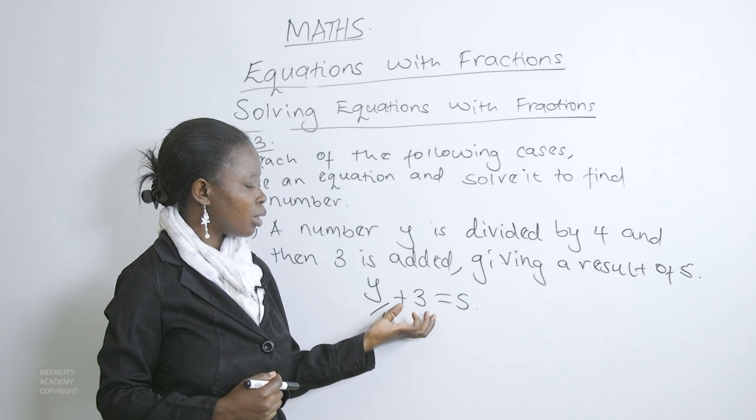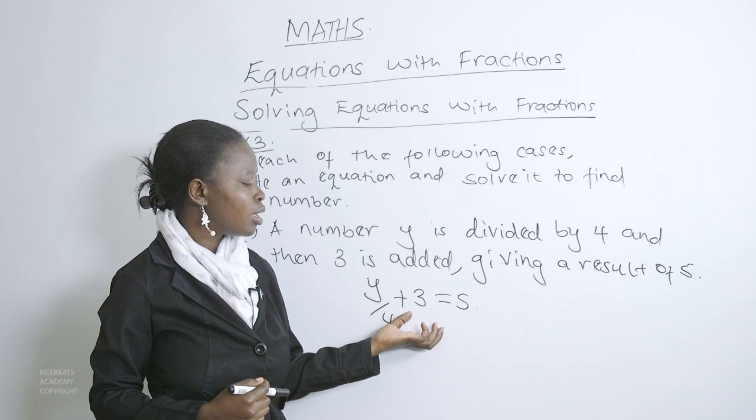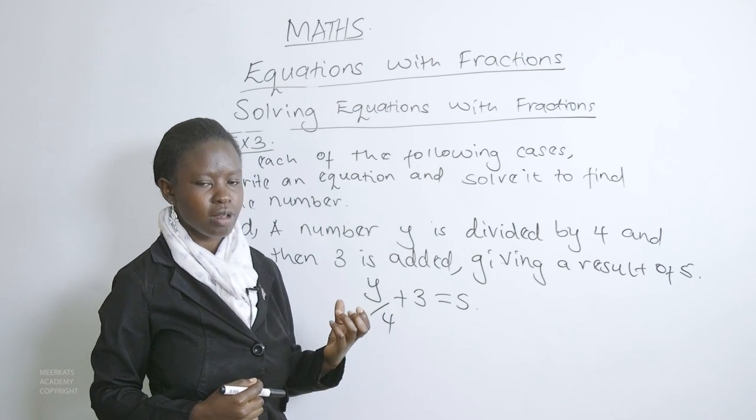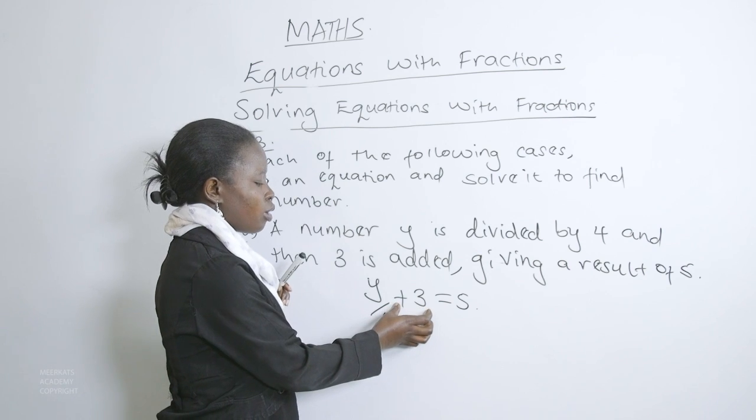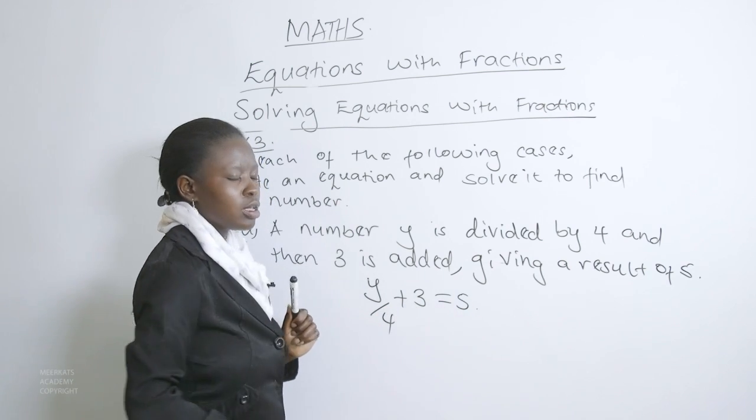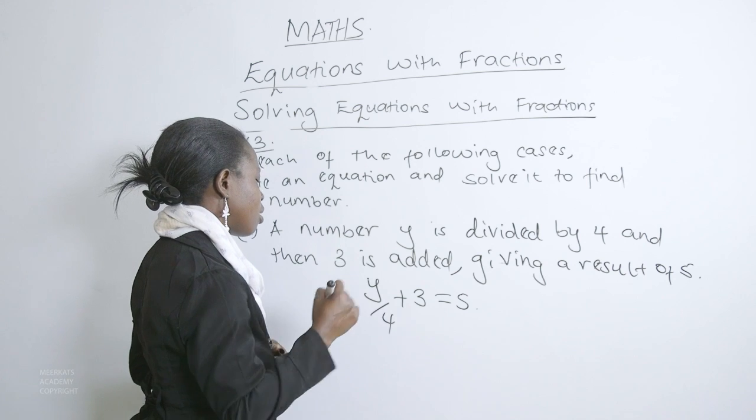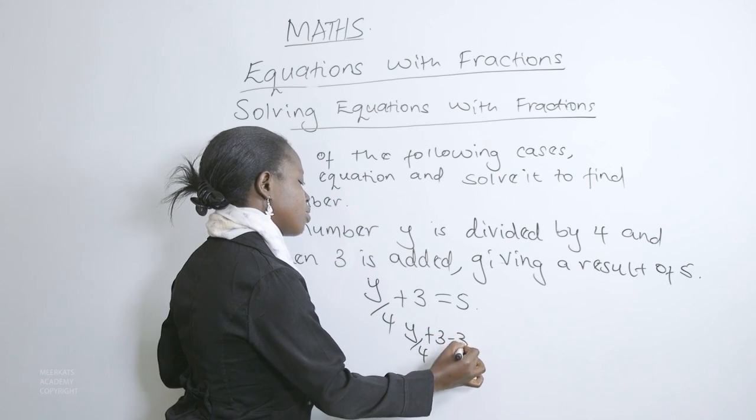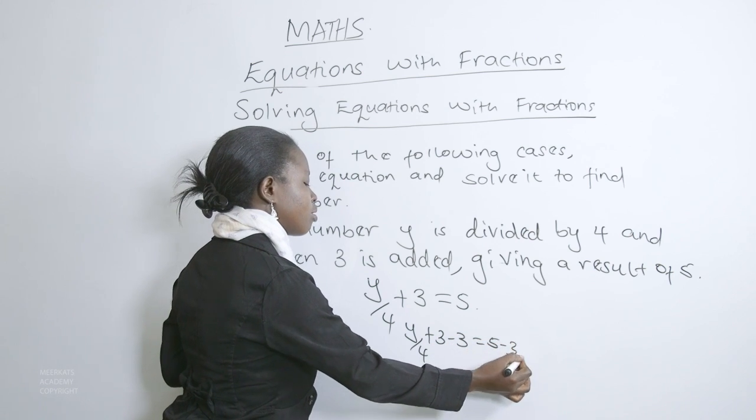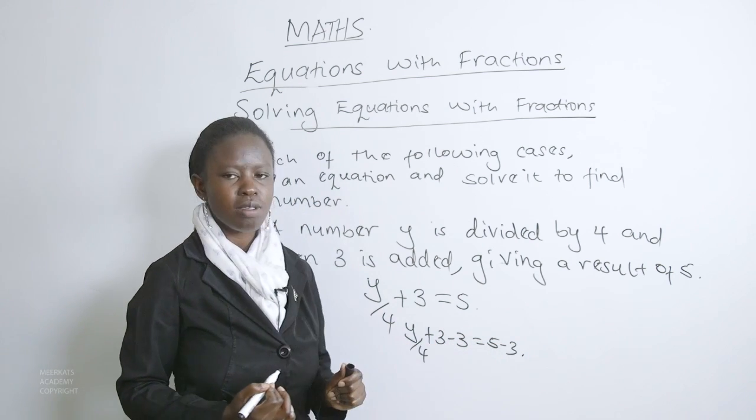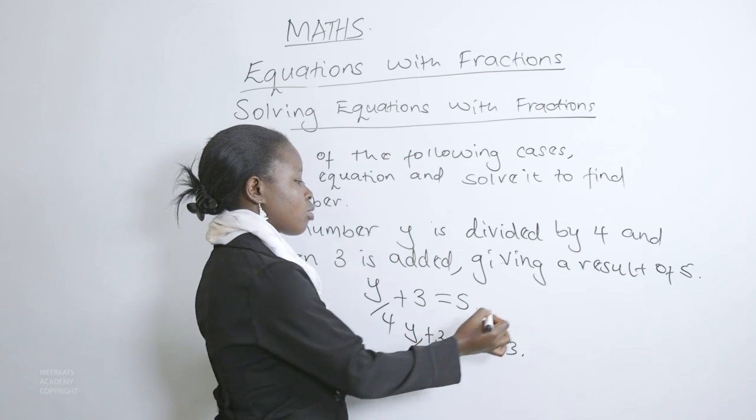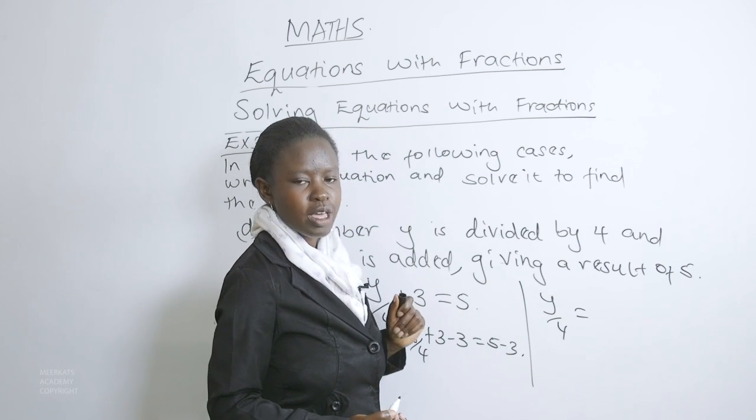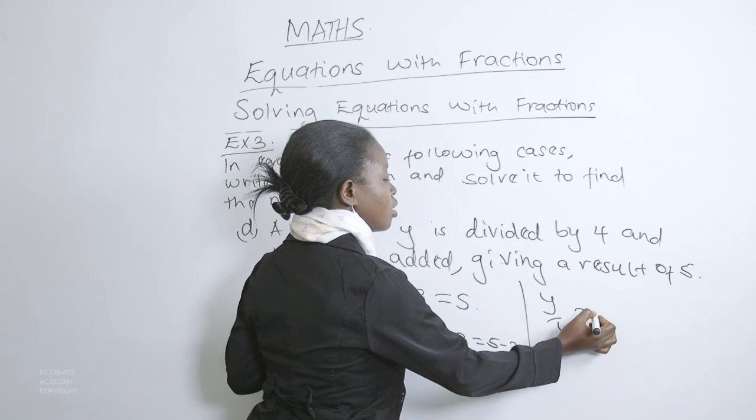For me to eliminate the 3 on the right-hand side, we subtract 3 on both sides, that is on the left-hand side and the right-hand side, as our first step. So we will have y over 4 plus 3 minus 3 equal to 5 minus 3. Plus 3 minus 3 gives us 0, so we are left with y over 4 equal to 5 minus 3, which is 2.